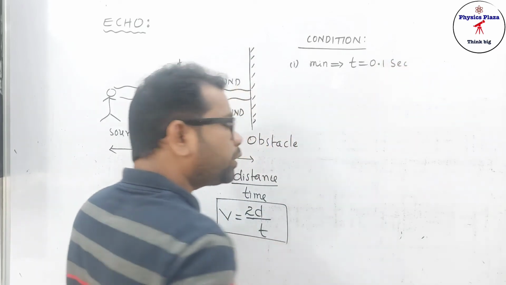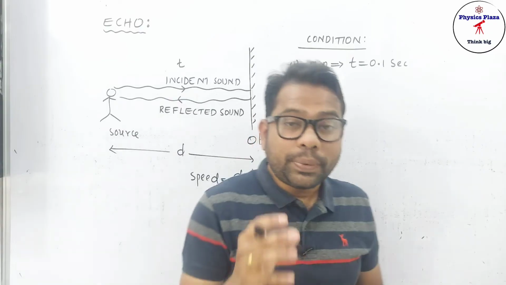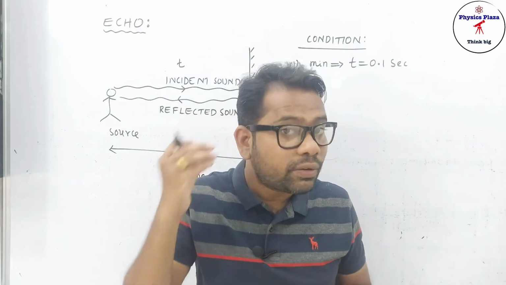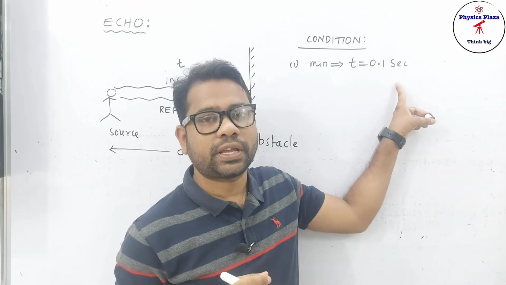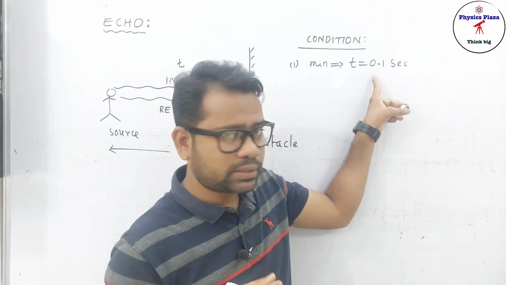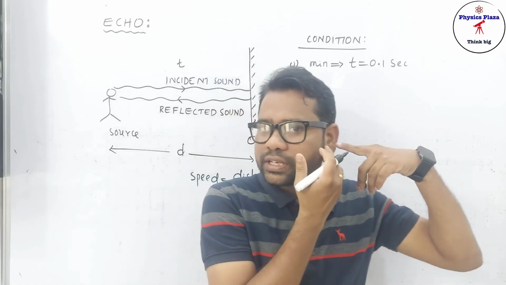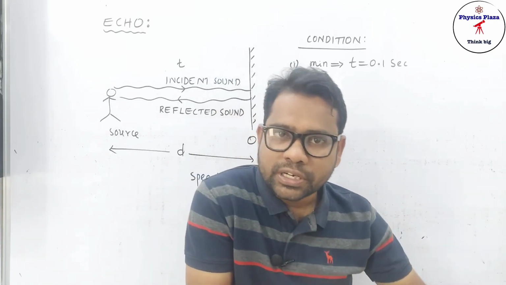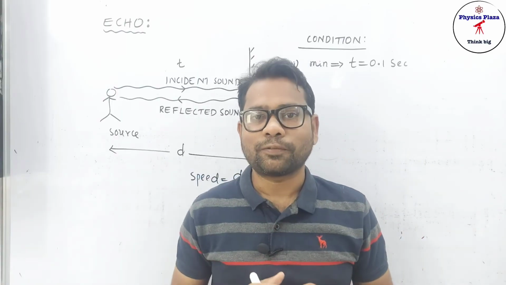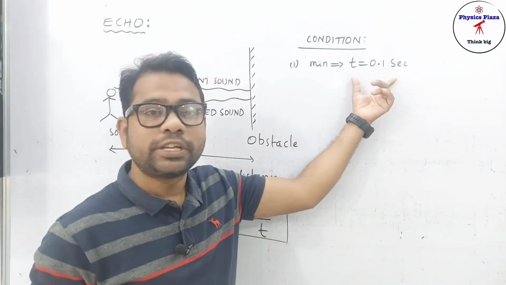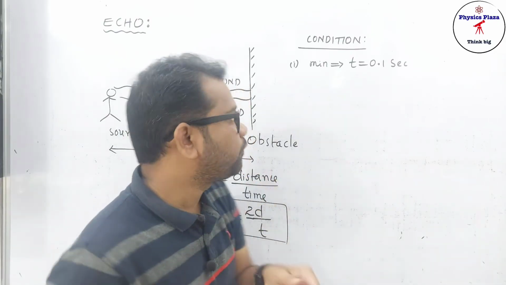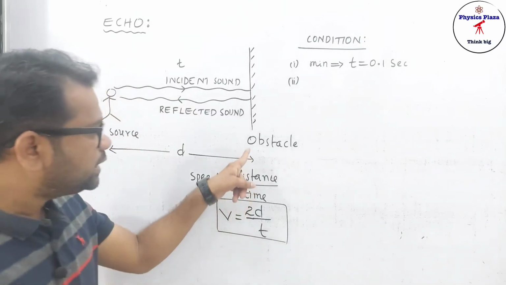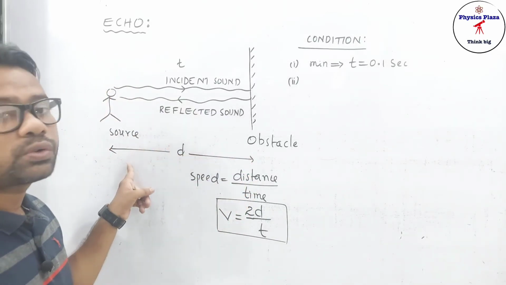Here you may get one doubt, sir, why only 0.1 second? The reason is that a sensation of sound persists in our ear for about 0.1 second. Means if less than this time, any two sounds reach our ear, we cannot differentiate which one is the original sound and which one is the reflected sound. So there must be a time gap of 0.1 second. Is it clear? Fine. Now the second point is: what should be the distance between an obstacle and a source of sound?